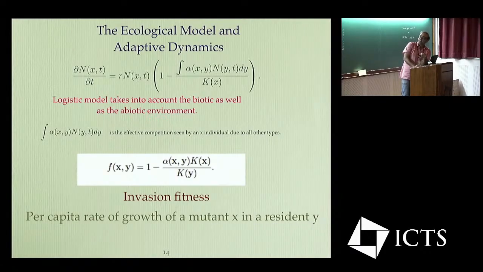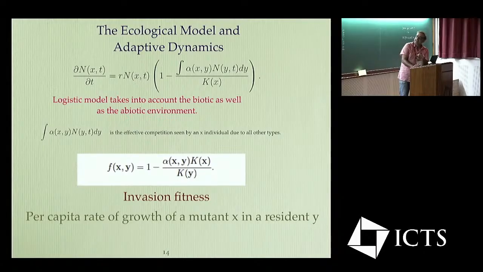So these are some of the equations. This is a logistic-like equation. Essentially, it tells you the growth of a population. X is the trait. The population is a function of the trait. Now, X can be a vector, so this can be generalized to multi-trait.